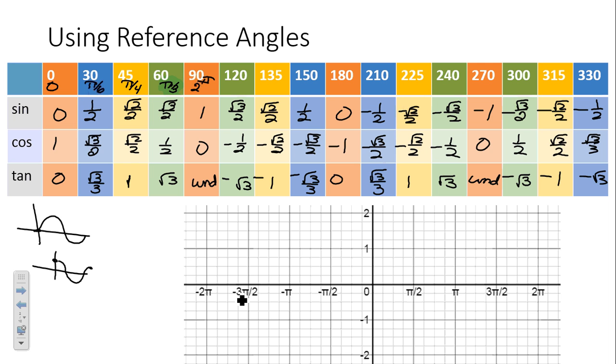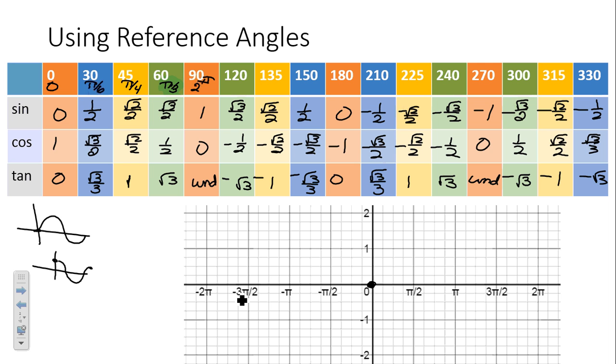Now, let's graph the tangent of x here. Okay? Let's think about what's happening. When we are at 0, tangent is 0. When we are at 30, we're at the square root of 3 over 3. Someone quick with the calculator, what's the decimal equivalent to the square root of 3 over 3?